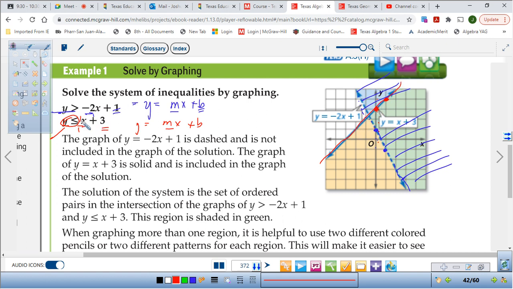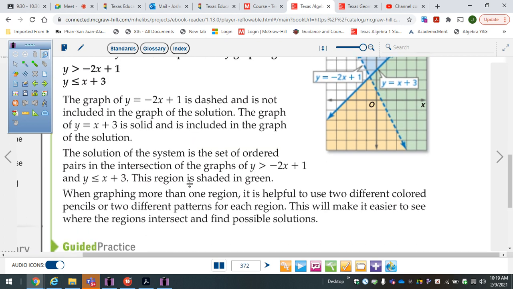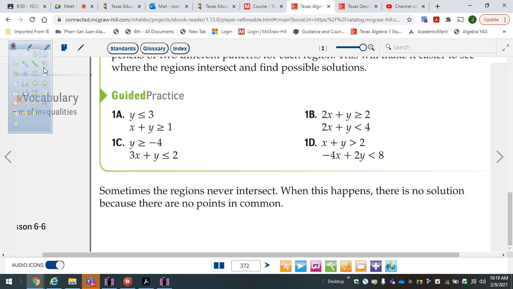When I do that, pay attention to what happens here. This one says shade below. So I'm going to shade below. Where they overlap is right here. Okay, and that's it. The answer, where they overlap, is right here. The graph is everything. So let's go ahead and try this one real quick. Let's try 1A. Ready?